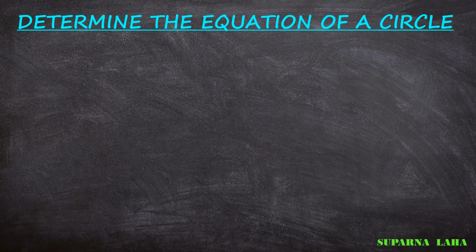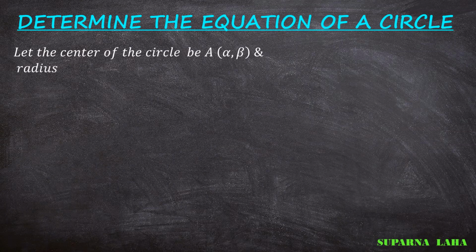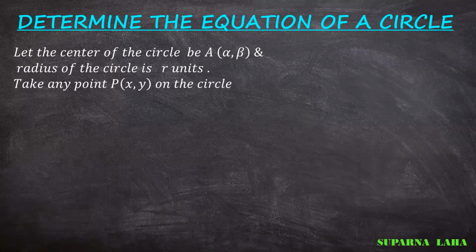So today we will talk about the equation of the circle, how to find the equation of the circle, and what are the general and the standard forms. Clear? So if we take the center of the circle as alpha comma beta and its radius is given as R units. And we can choose any arbitrary point P on the circle.